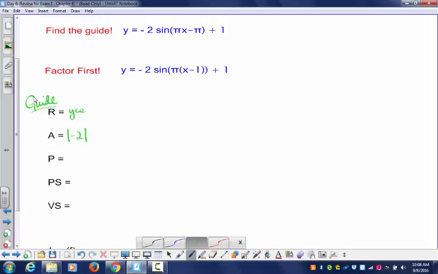So it's going to be the absolute value of the leading coefficient. So it's positive 2. Amplitude's always a distance, so it's got to be positive. We would never want a negative amplitude. And this is for the guide.